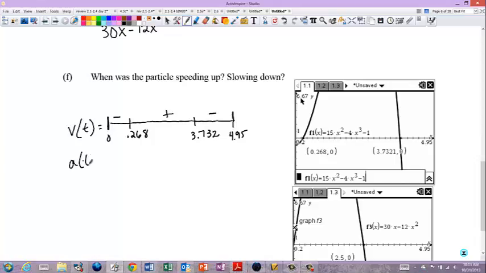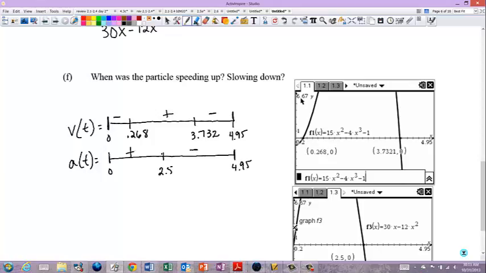My acceleration graph only has one zero, and it's at 2.5, which is about, where is 2.5? 2.5 is before, no it's not, I'm just kidding, it's right here, 2.5. So that's above, below, so positive, negative.